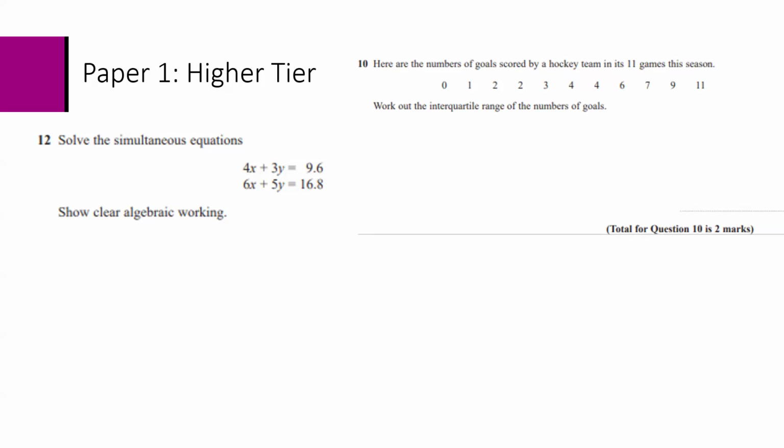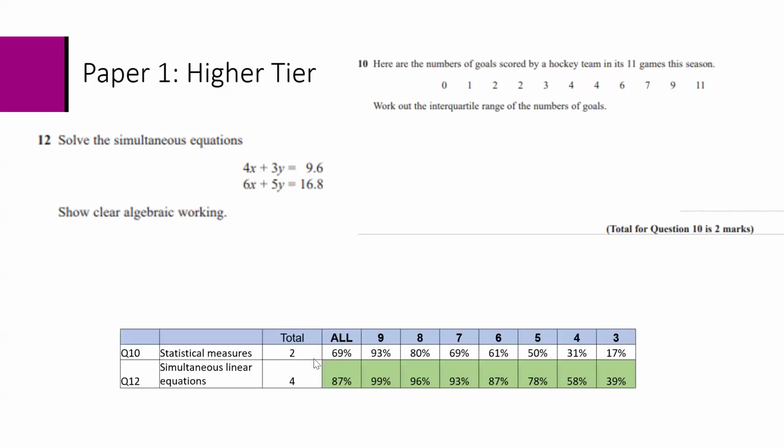Okay, I'll move on. Here's the statistics. Question 10, statistical measures. Students got 69% of the mark from that one. And yet, on an algebraic simultaneous equations question, where they've got to manipulate both equations and show clear algebraic working, students on average scored 87% of the mark and it was one of the best answered questions in the paper.